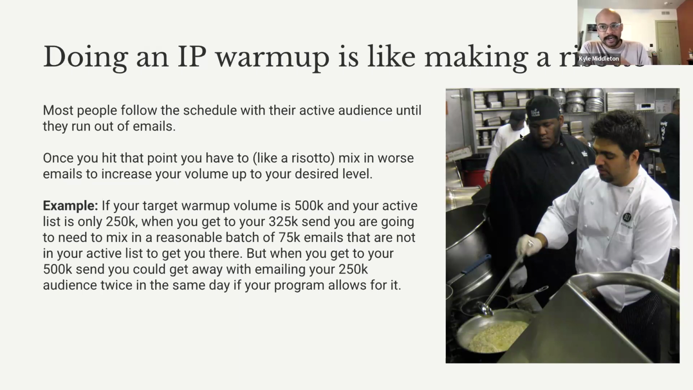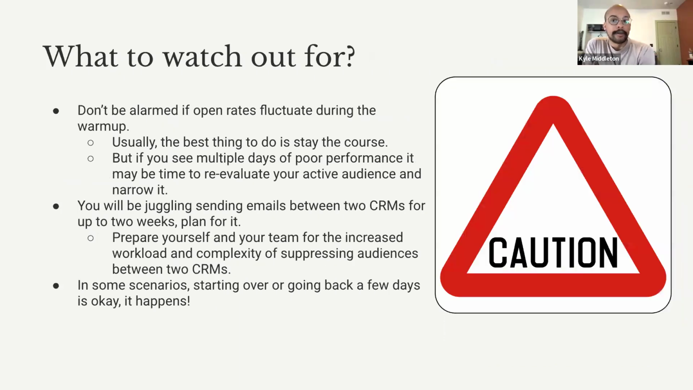And then there's another little trick here too. In this example, when you get to 500,000, if your program allows for it, if you're able to send multiple emails in a single day, you could feasibly send to your 250,000 active audience twice in one day to get to that 500,000 volume goal for the day. So it might be a case where you only have to mix in bad names for a day or two till you can get to a place where you can do multiple sends in one day. So there are multiple different avenues and strategies for send volume and how you go about cutting that up.